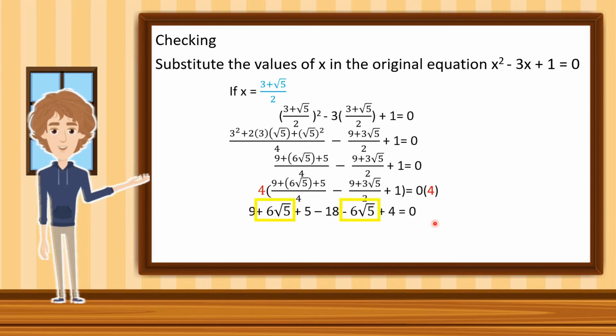And here we have positive 6 square root of 5 and negative 6 square root of 5. So when we add them, it is 0. And we can cancel them out, and then we have 9 plus 5 minus 18 plus 4 is equal to 0, and then let us add them up, and we have 0 is equal to 0. How about the second root?